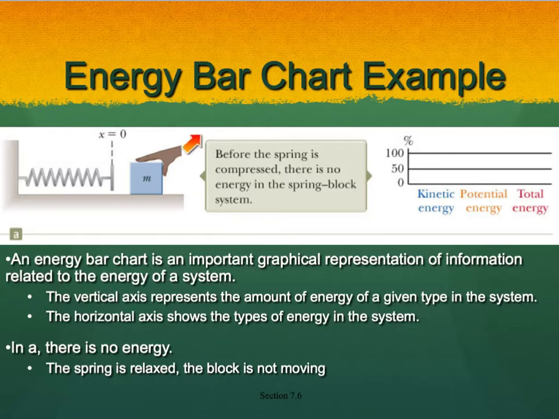So like we saw in the first part, part A, before we compress the spring, I have my hand on the block, but I haven't done any work on it yet because it hasn't gone through any type of displacement. And I know that the spring has not been compressed. It's still at its equilibrium position of x equals 0. That means that the spring is relaxed, the block is not moving, so I have no amount of energy here that I've done or applied to this system.